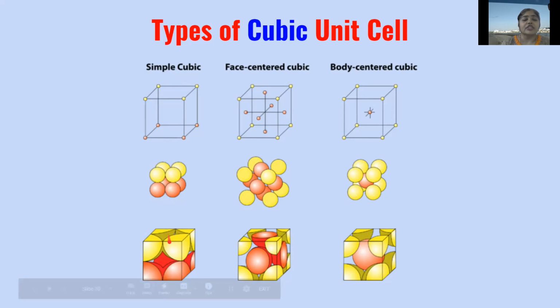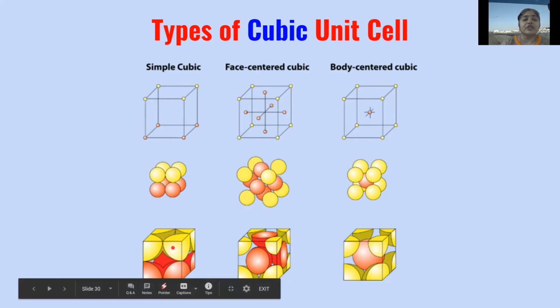Now this is a cross-sectional view of this 3-dimensional structure. So as you can see here, when you take the cross-sectional view at the corners, you don't have the complete atom. You don't see the complete sphere as you can see here. It is only a part of the sphere.